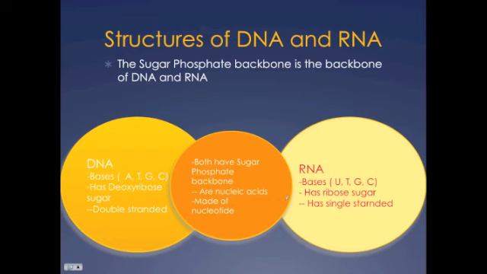So the structure of DNA and RNA are different. So here I have a Venn diagram. As I said, the sugar phosphate backbone is the backbone of both DNA and RNA. So DNA has the bases A, T, G, C, and they have deoxyribose sugar, which is why they have the name deoxyribose nucleic acid, and they're double-stranded. So they have two sugar phosphate backbones, so double helix. RNA has the bases U, A, G, C, and they have ribose sugar instead of deoxyribose, and they're single-stranded. So similarities between them are that both of them have a sugar phosphate backbone, as I said. The number of strands is different, but both are nucleic acids and both are made of nucleotides.